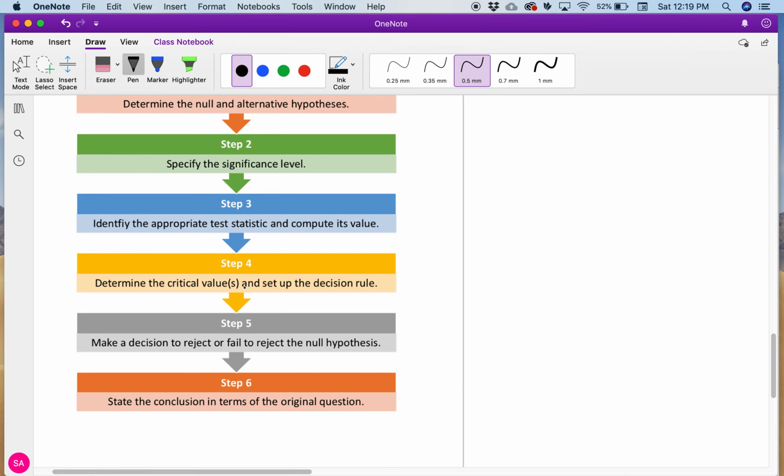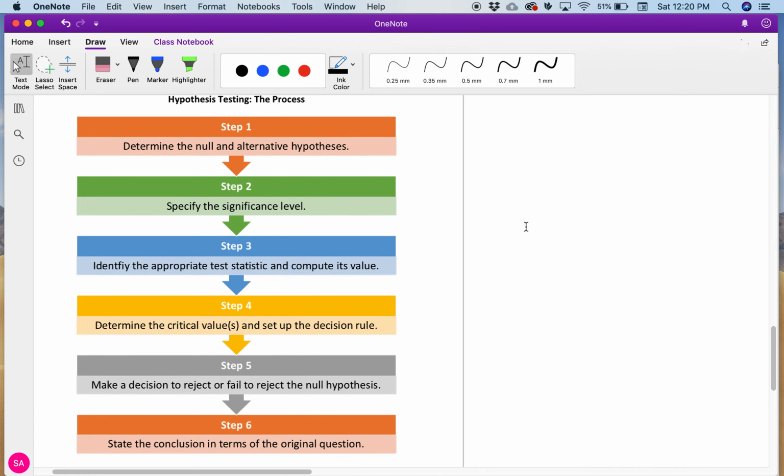We figure out our critical values and we set up a decision rule. I'll go more into detail with that in the next section when we actually start working out these problems. And then from there, we make our decision to reject or fail to reject the null hypothesis, and then state the conclusion. So there's quite a few steps to these problems, but if you just follow these steps every single time, you'll be golden. You'll be able to work through each problem.